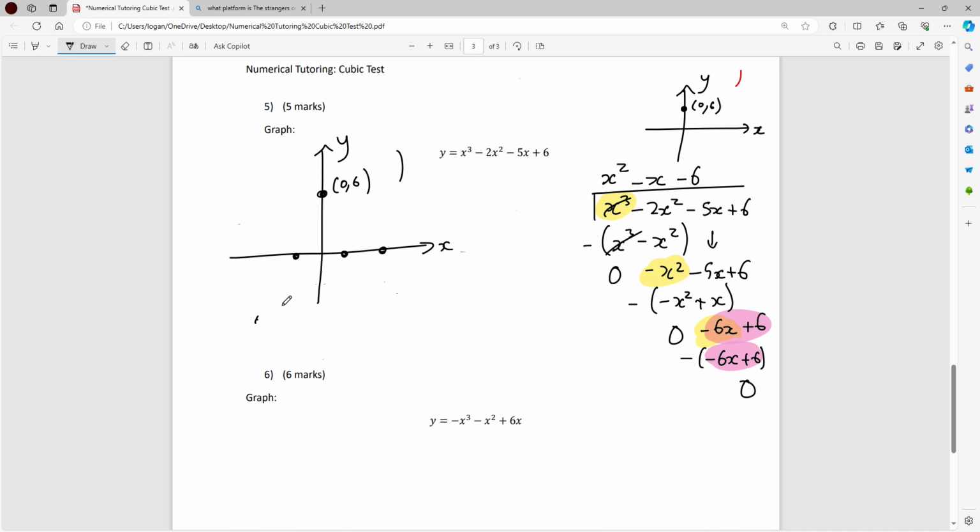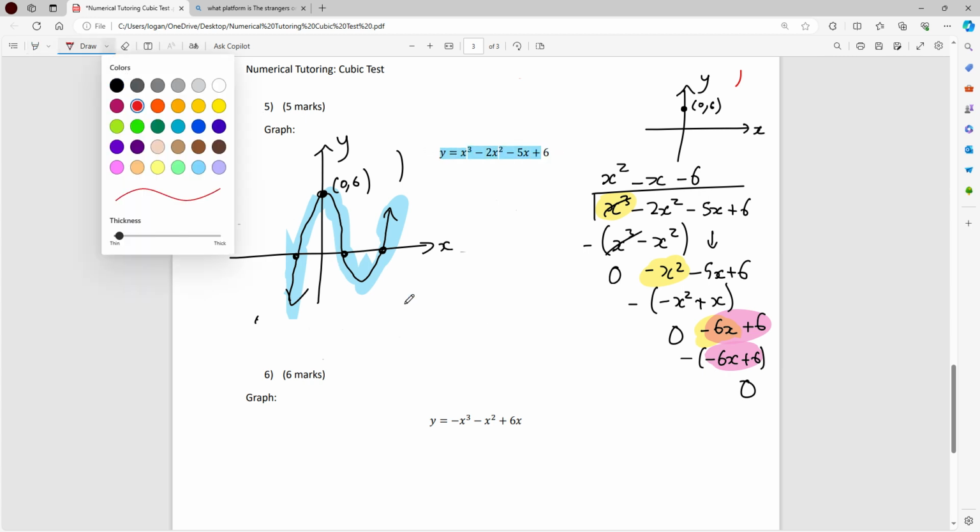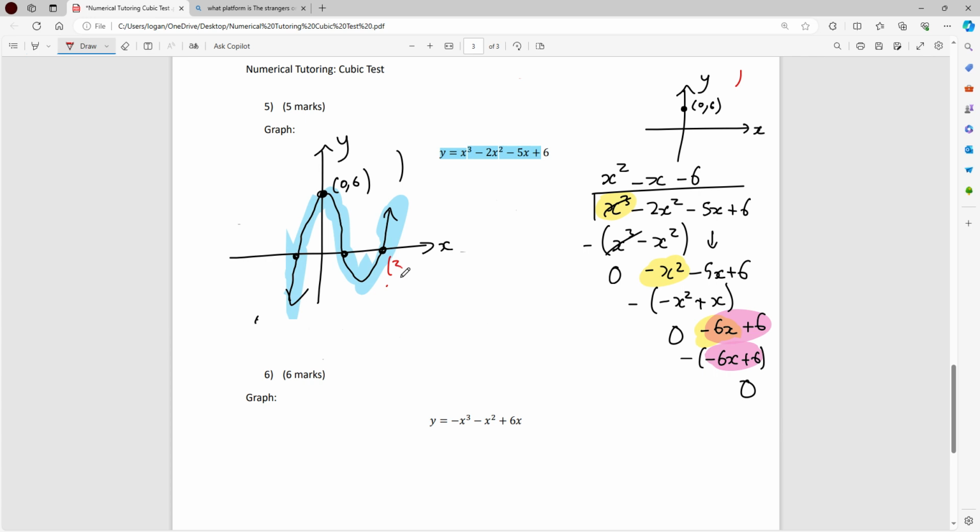So you start down here, so you have to go somewhat like that, okay? And that's your cubic. So this is fully graphed. Now to finish it off, you have to label your intercepts, okay? So this was 3, this was 1, and this was negative 2, okay? And that would be it completed. Unless you are asked to find the turning points, but most people won't ask to find the turning points, okay?